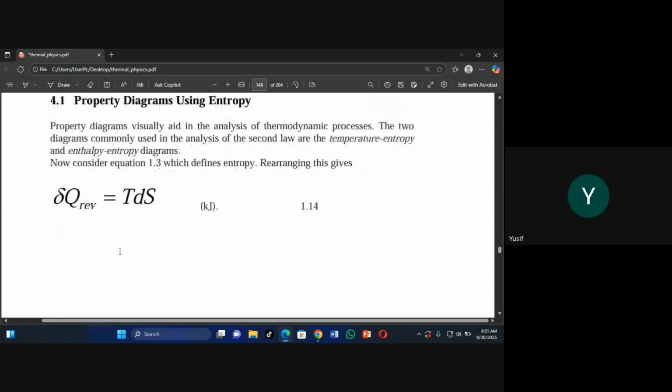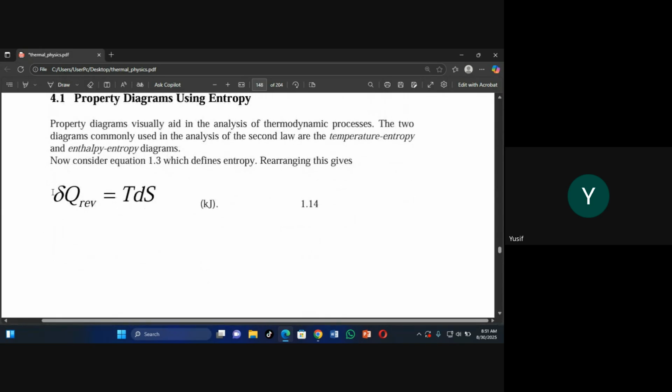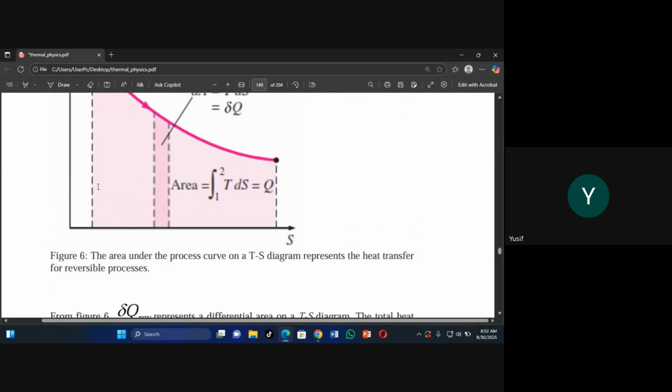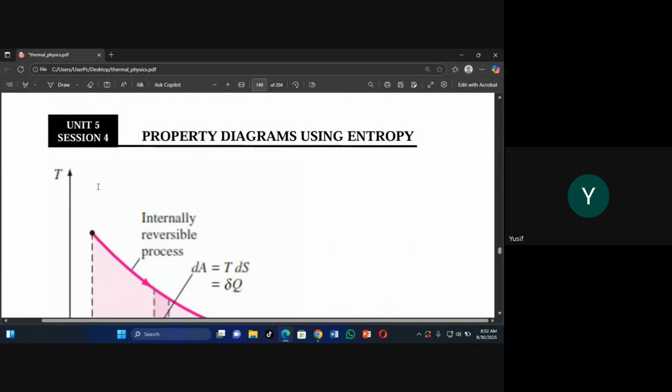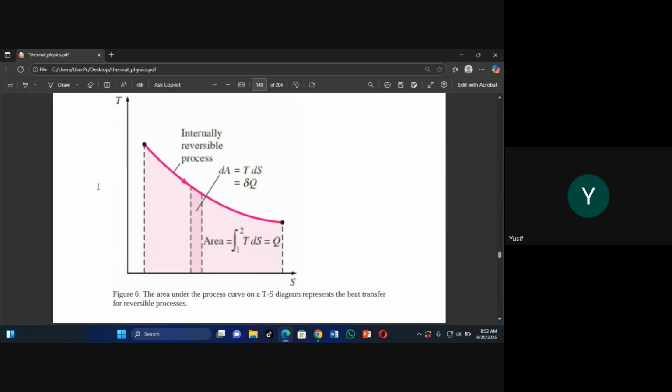So if we rearrange it, you have the heat change in the reversible process to be TdS, where T is the temperature and dS is the entropy. So if you try to draw temperature against entropy, the change in the cycle is known as the heat, or the reversible heat. Okay. Now, this is how to go about that.